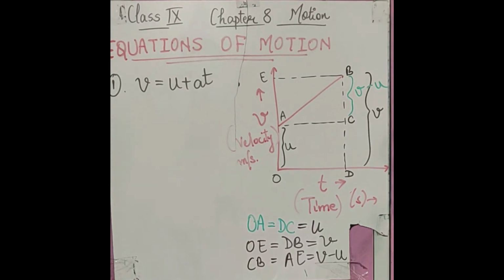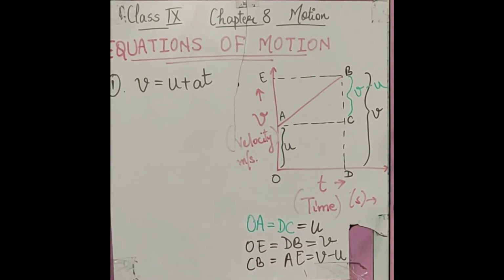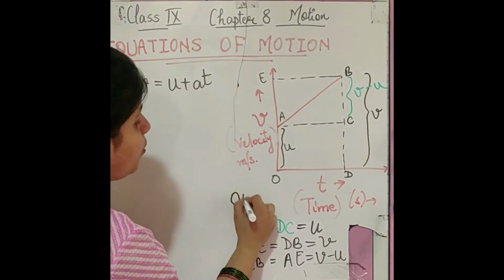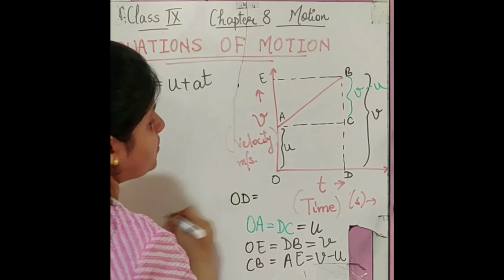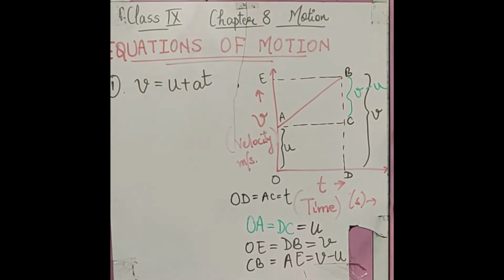And one more thing is OD is equal to AC. Now in the x-axis we have plotted time. So OD represents time. So OD is equal to AC equals to T, the time.